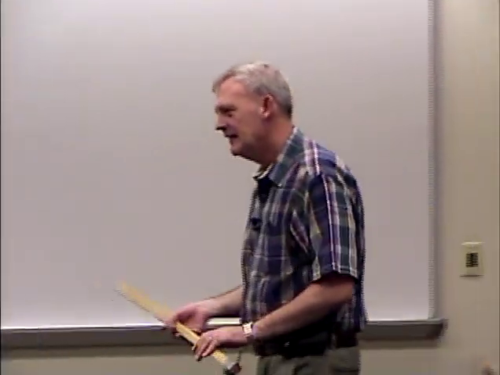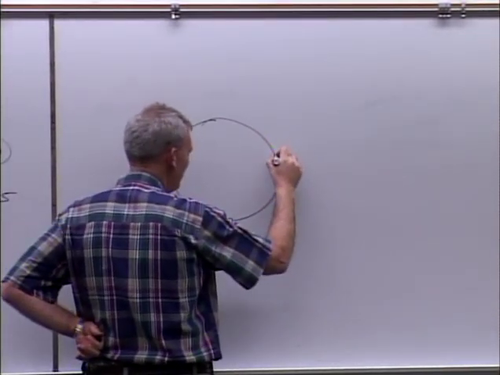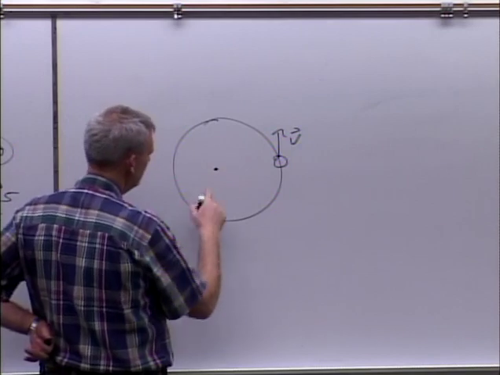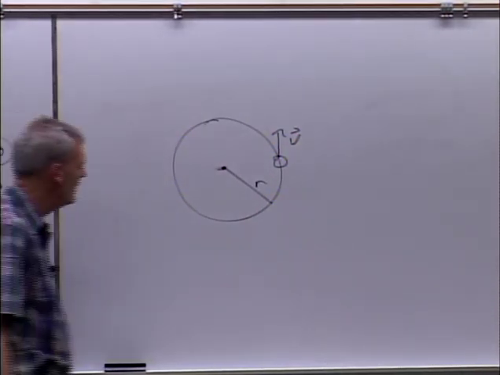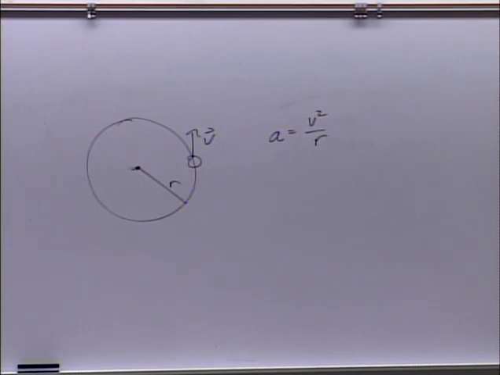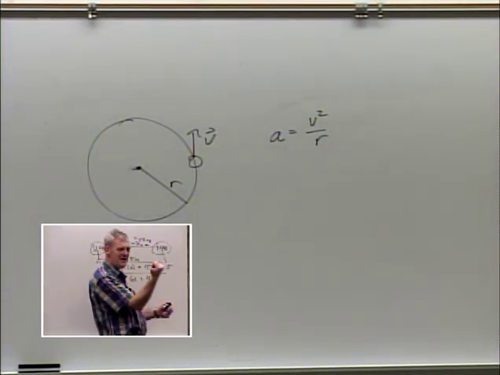Uniform circular motion. You've got something going around a perfect circle. It's got a velocity like this. It's got a velocity like that. Here's the center. There we go. It's got a radius of R. The acceleration is equal to V squared over R. Which way is the force going? What's the net force on this object if it's going at a constant speed around that circle? There's a force there. No, it's not torque. It's not a torque thing.